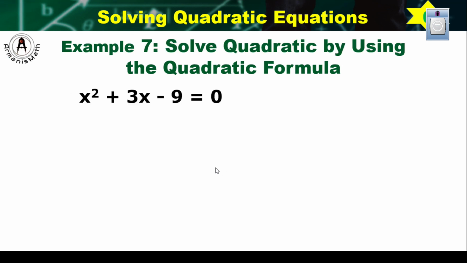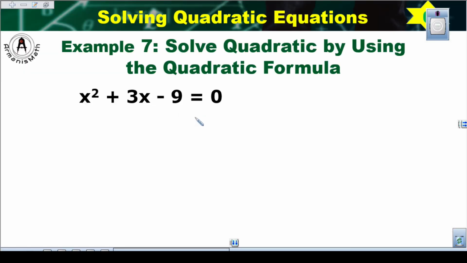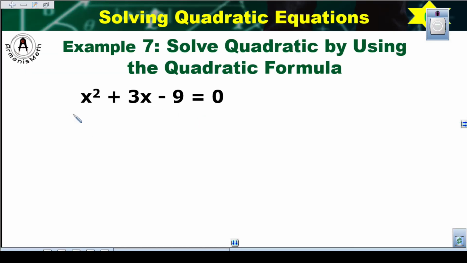So let's take an example. Solve quadratics by using the quadratic formula. I have x squared plus 3x minus 9 equals 0. Once again, I'm going to start labeling things. So I have a equals 1, b equals 3, and c equals negative 9.